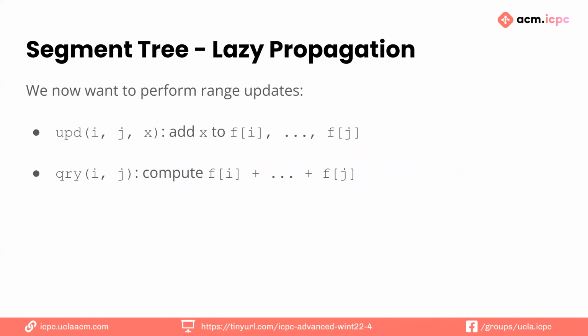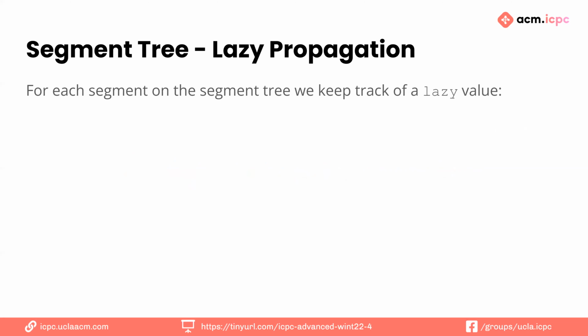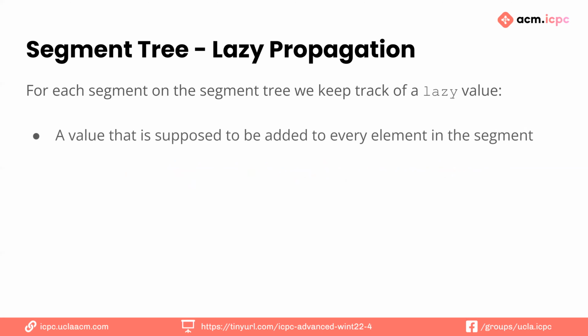Now we want to do range updates. So instead of update i, x, we do update i, j, x. We add x to all of f sub i to f sub j, which sounds difficult and is difficult. So how lazy propagation works is, for each segment on a segment tree, we keep track of a lazy value, which is a value that is supposed to be added to every element in the segment. Just leave it at that for now.